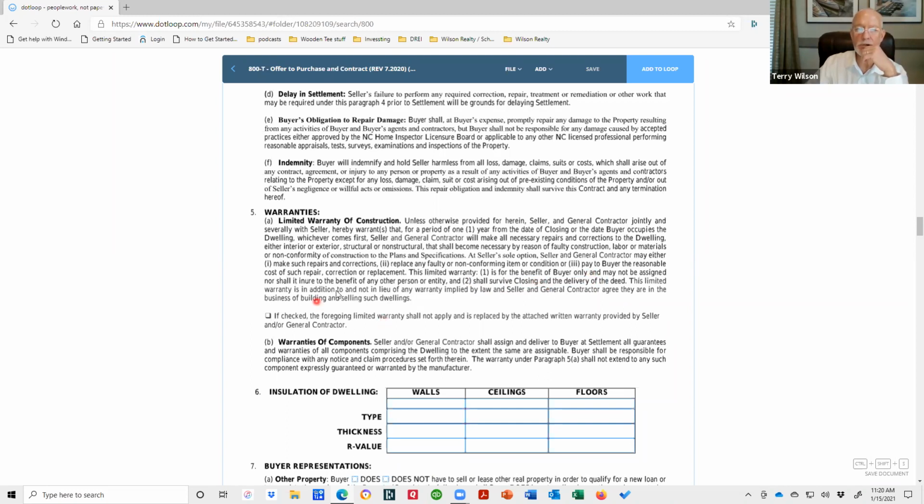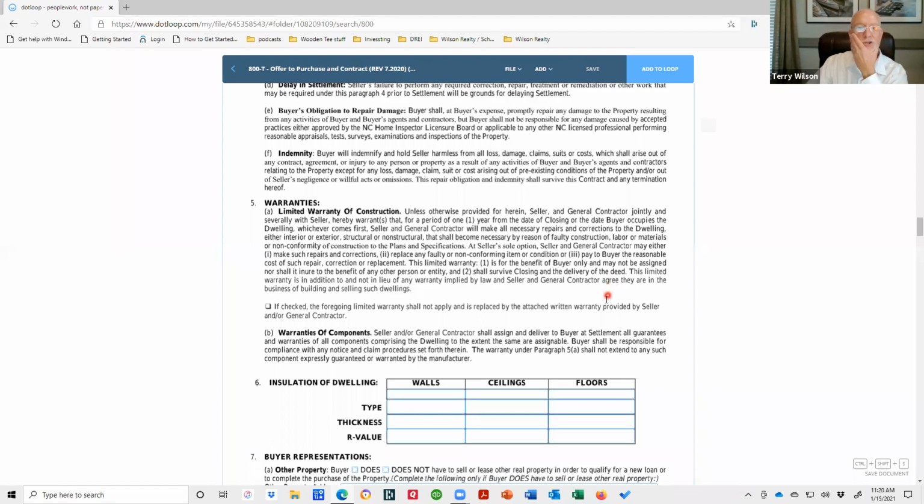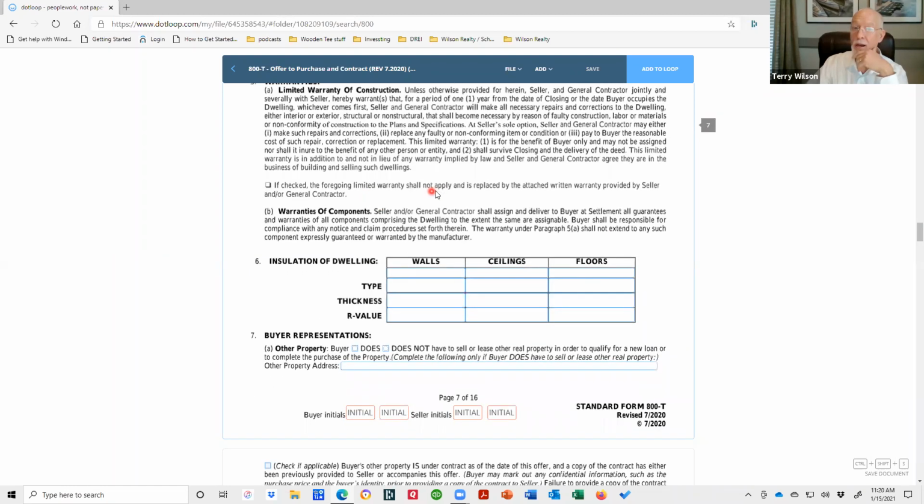This limited warranty is in addition to and not in lieu of any warranty implied by law, and seller and general contractor agree that they are in the business of building and selling such dwellings. Isn't that interesting? Think about that for a second. They're promising that they are in this business of building houses. That's an interesting little statement. If checked, the foregoing limited warranty shall not apply and is replaced by the attached written warranty that the seller or the general contractor has provided.